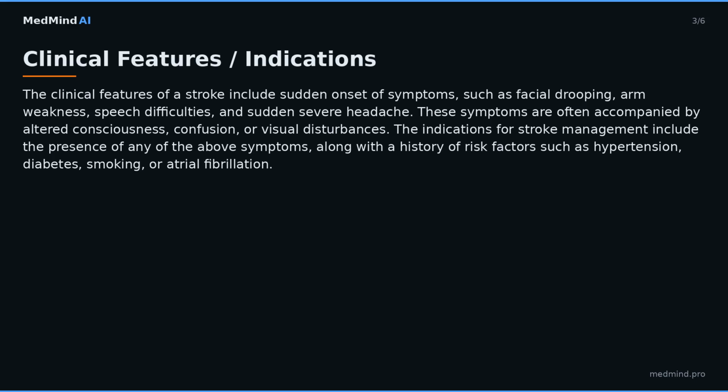Clinical features and indications. The clinical features of a stroke include sudden onset of symptoms, such as facial drooping, arm weakness, speech difficulties, and sudden severe headache. These symptoms are often accompanied by altered consciousness, confusion, or visual disturbances. The indications for stroke management include the presence of any of the above symptoms, along with a history of risk factors such as hypertension, diabetes, smoking, or atrial fibrillation.